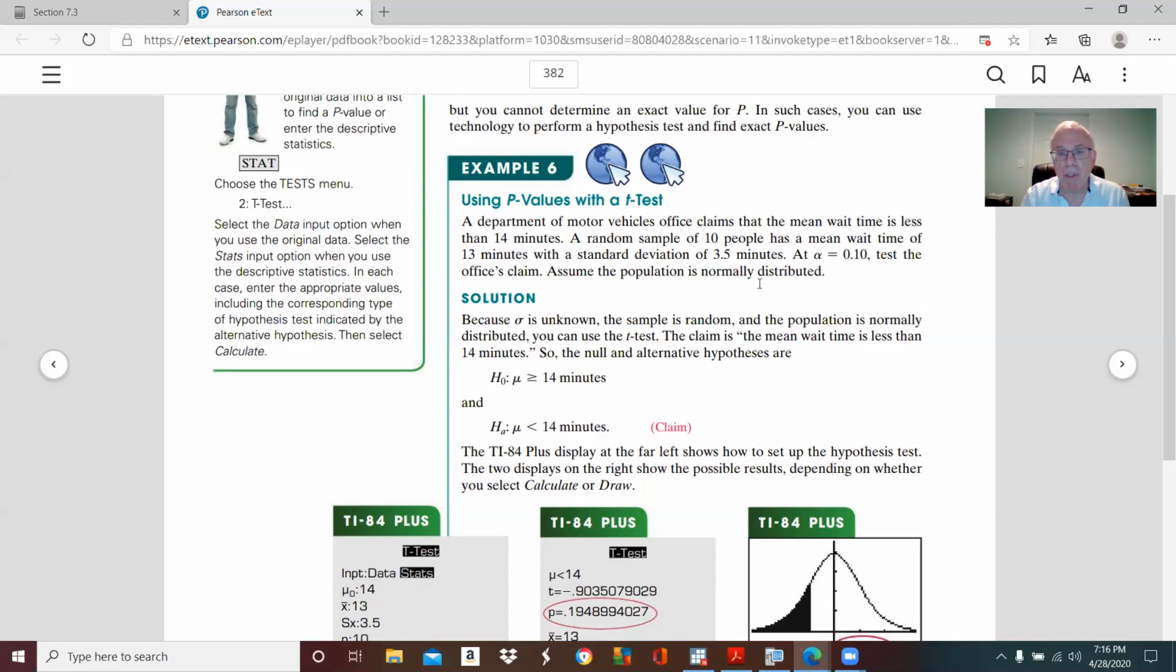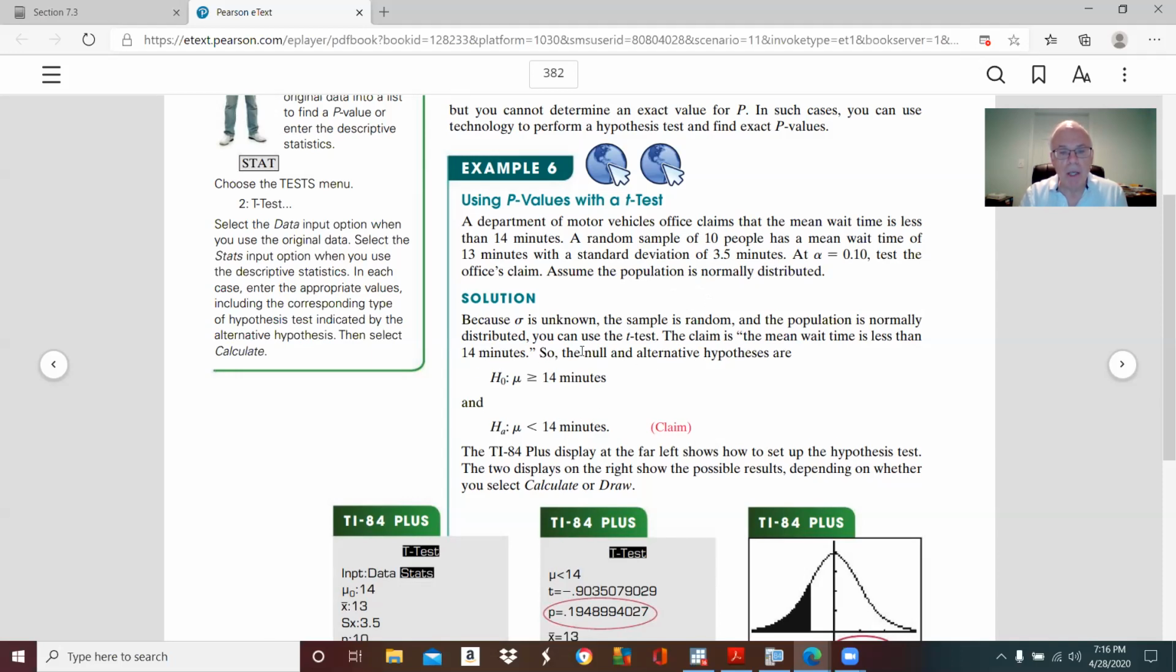It says assume the population is normally distributed. That's because the sample size is less than 30. If the sample size was at least 30, we wouldn't have to worry about whether the population is normally distributed or not. But because the sample size is less than 30, we do need to know it, because if it's not normally distributed, we can't do the t-test. But it says here it is normally distributed. So we're good. So here's the solution.